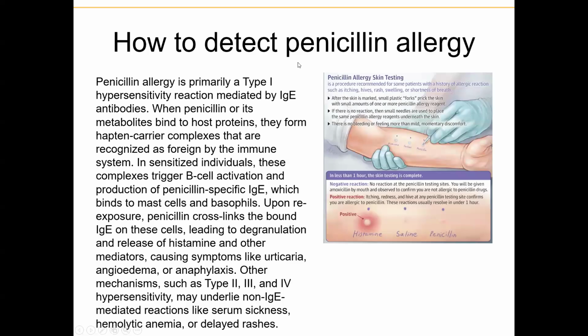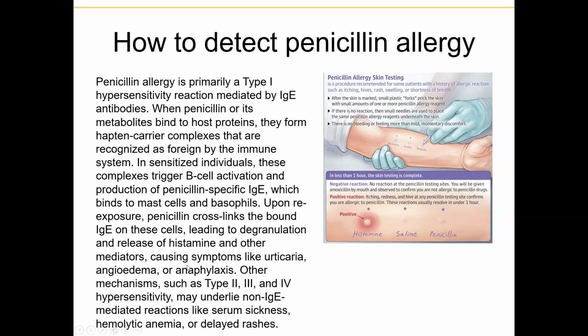So how do we detect penicillin allergy? It primarily causes type 1 hypersensitivity mediated by IgE antibodies. When penicillin is metabolized by host protein, it forms hapten-carrier complexes that are recognized by the immune system. In sensitized individuals, these complexes trigger B cell activation, IL-4 and IL-5, and produce specific IgE, which binds to mast cells and basophils, which release histamine, serotonin, and lead to immune reactions.